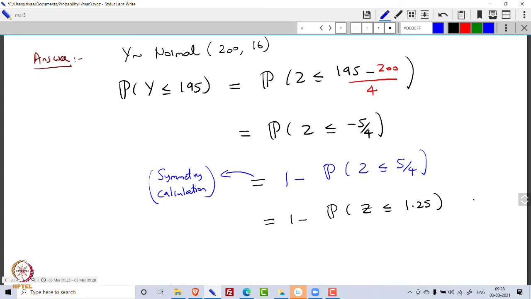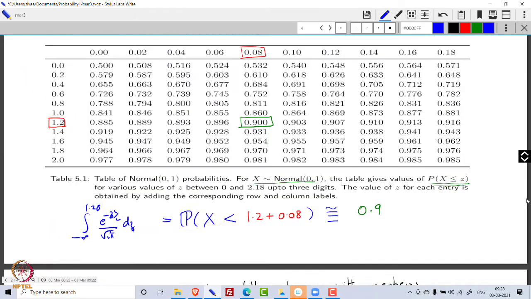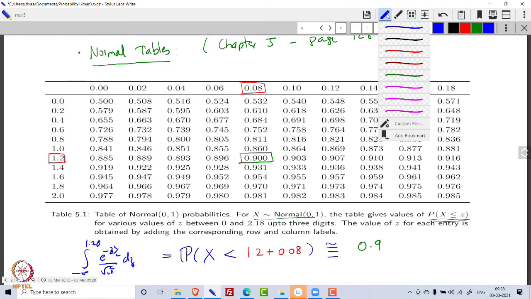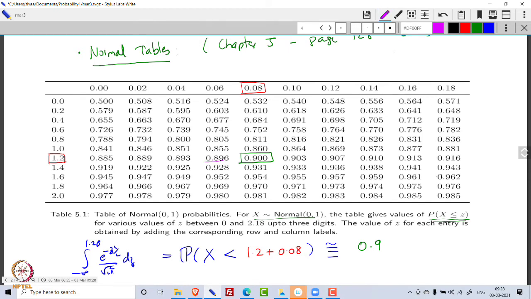So how do I find out 1.25? I go to the tables. I have the tables upstairs, right? I go to the tables right here. So for 1.25, that's between 0.894 and 0.896, right? So I take this as the approximation. We mark this in pink, let's say.